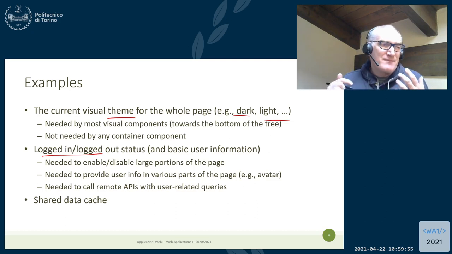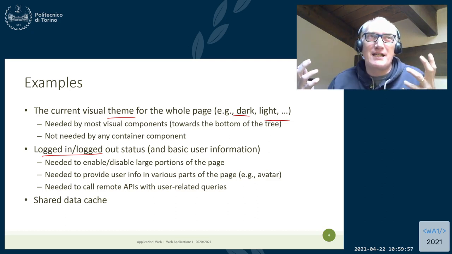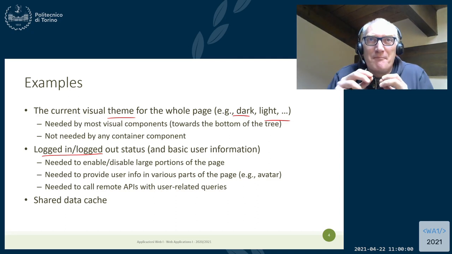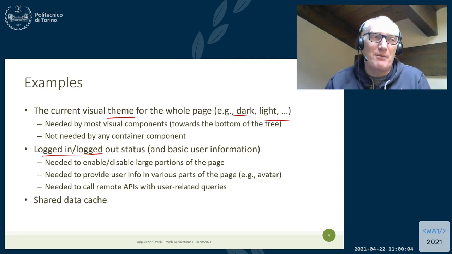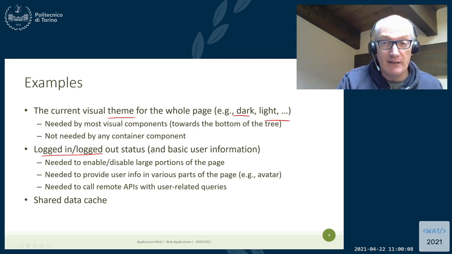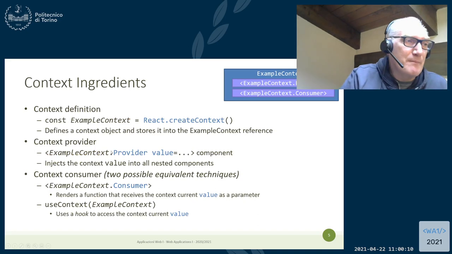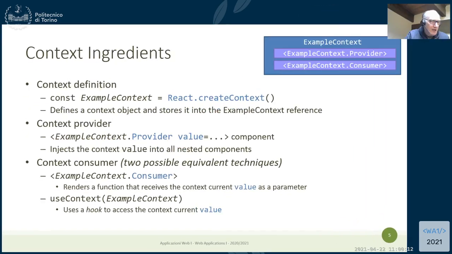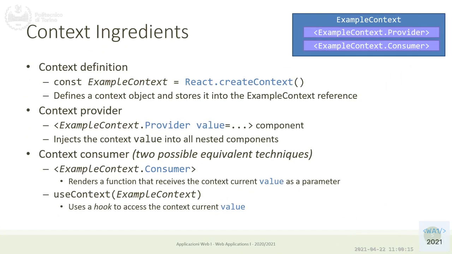Something that represents the global application state, not values, but let's say the state, the configuration, the modality in which the application is running, so that different components may use this information if they need it. Okay, how to implement this mechanism? Actually quite easy. We have three different ingredients. So the ingredients for making a context recipe are three.